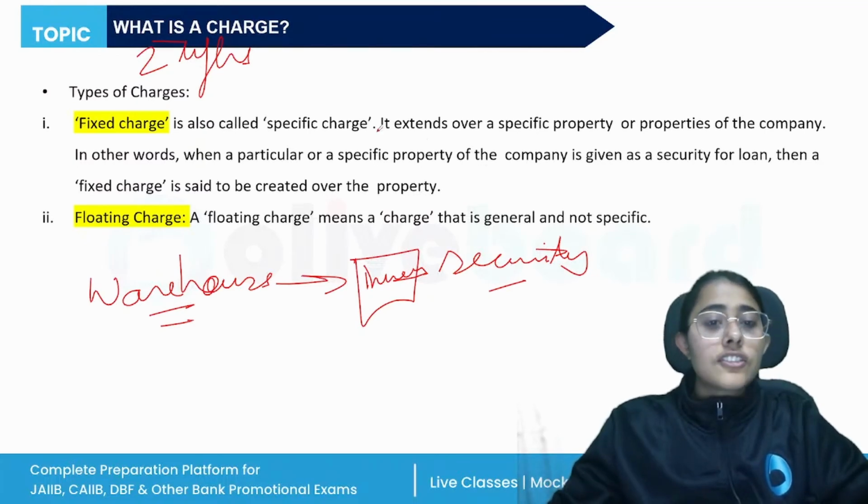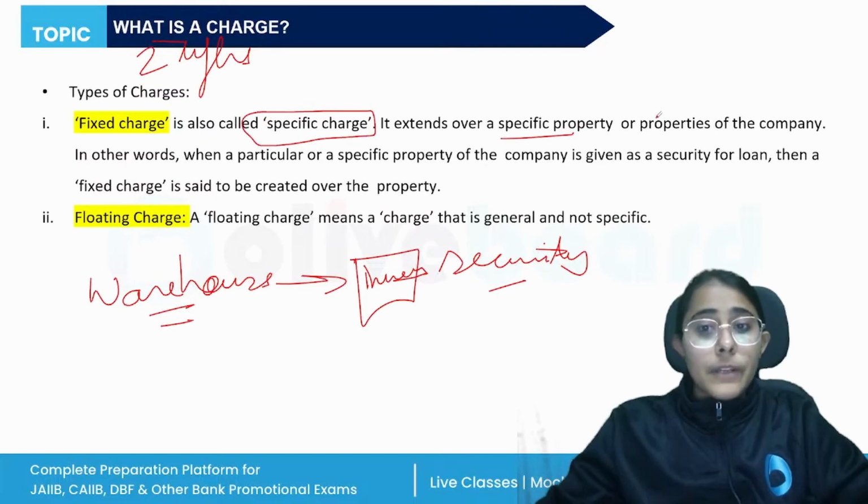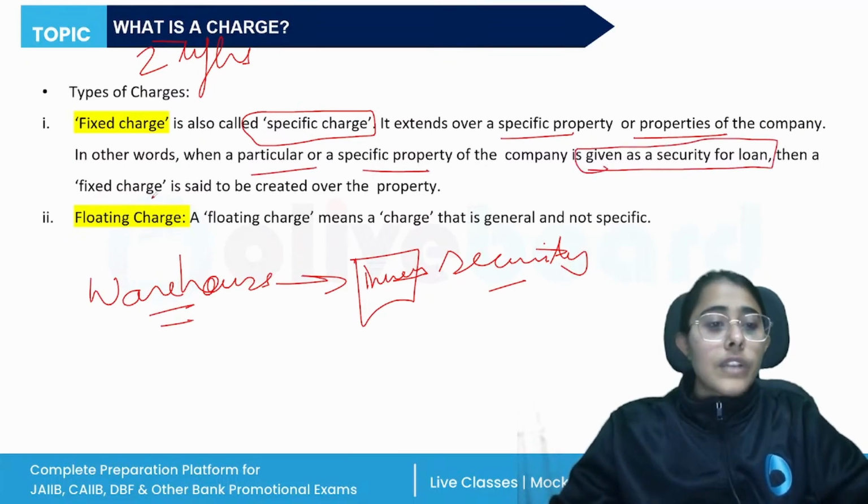So the fixed charge is also known as a specific charge. It extends over a specific property or properties of the company. So when a particular or specific property is given as a security for a loan, then it is known as the fixed charge, only on the property which is given as a loan.